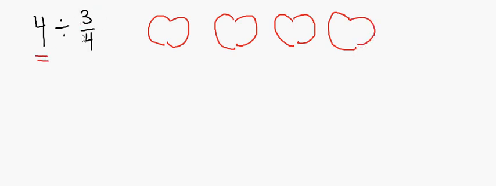Now I want to be able to pull out groups of 3/4. What that means is I'm going to have to split my apples into quarters. I'm going to split them based on my denominator, which is 4, so each apple is split into 4. Now that my apples are split into 4s, I can start pulling out my groups of 3/4, because I'm looking to find out how many times 3/4 comes out of 4.